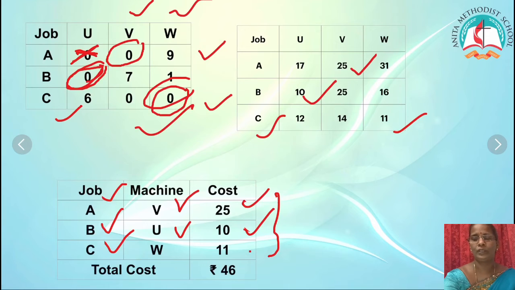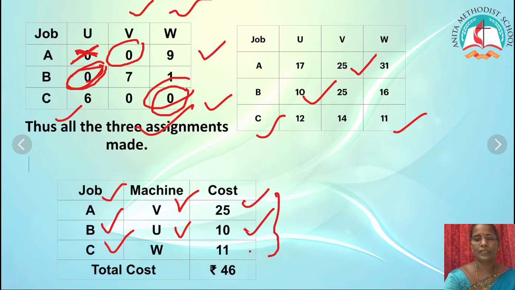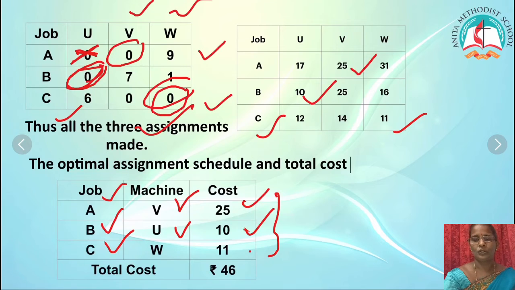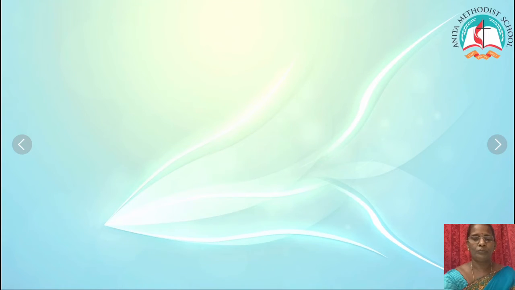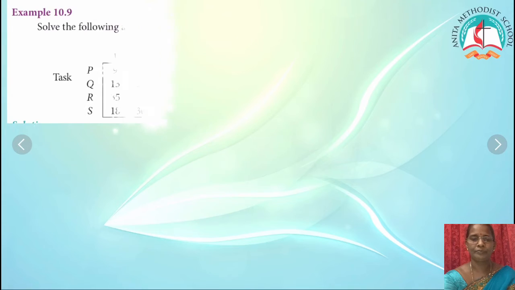Now we move on to the next example problem. Thus all three assignments are made. So the solution and the total cost is this one. This is the answer for this problem, rupees 46. Now we move on to the next question.